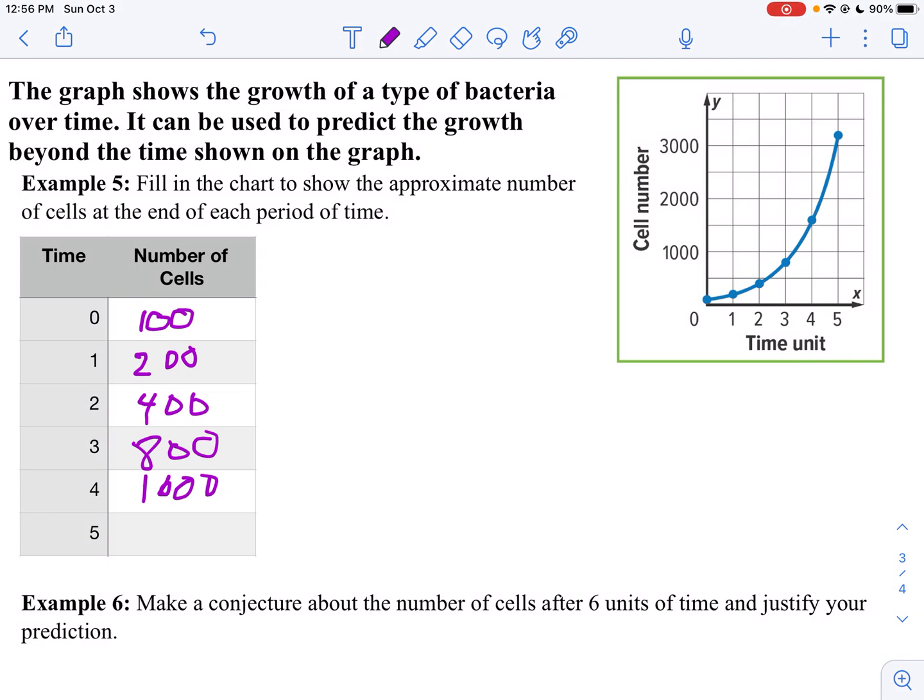And at time period 6, I'm above 3,000, so I'm going to say 3,200. And I just noticed my 6 kind of looks sick there, kind of looks like a 1, so I'm going to make sure that's a 6.